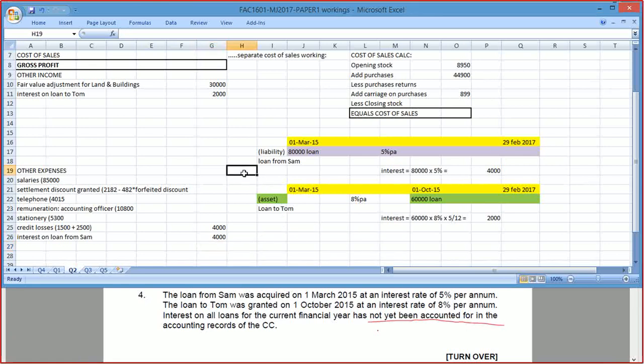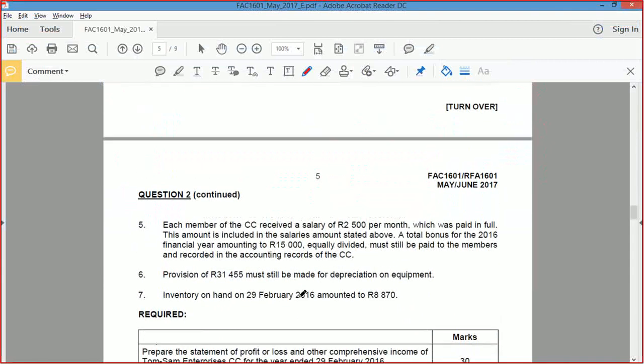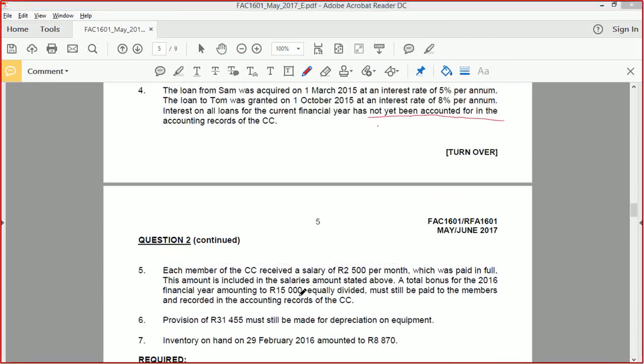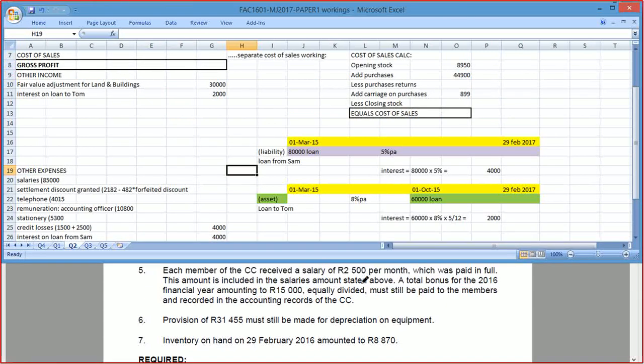Great. Okay, next. Let's go back to the question. Number 5. Each member of the CC received a salary of 2.5 per month, which was paid in full. This amount is included in the salary stated above. Do you show members' salaries in the statement of profit and loss? No, you have to member's salary, not a partner, a member. No. Yes, you do. A member is like any other employee because the CC is standalone. Do you remember that?